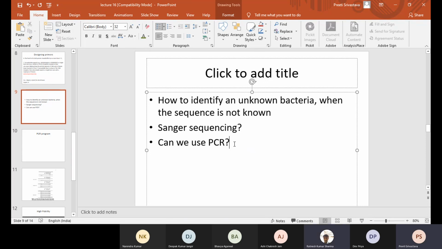Ma'am, I was saying unknown sequence, not bacteria. Okay, how to identify an unknown? And I was saying that for amplification only bacteria can be used, or PCR can also be used.